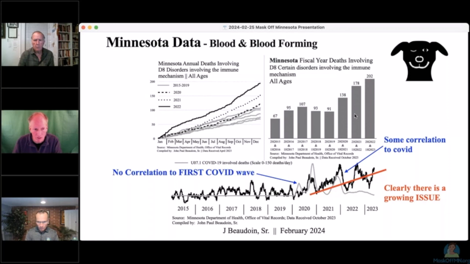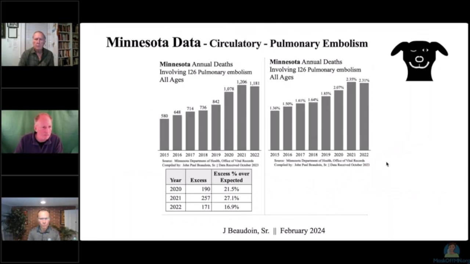This is not normal. And you also see that the first wave of COVID right here in the first blue arrow, there's no correlation. The black line is the D8s, the immune mechanism, and then you have the gray line, which is COVID. There's no correlation. There is correlation in the next two. You can kind of see it. It's a little bit maybe delayed. There's no correlation here later. People are still getting boosters and dying, but it's nothing to do with COVID. So clearly there's a major issue. These are 113 extra souls gone from the planet.